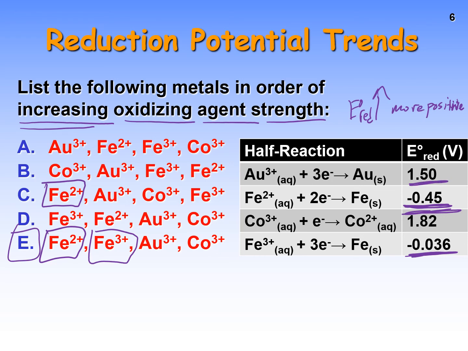This one's more positive than that, so gold 3+ would be next, and then cobalt has the largest positive, so it would be last. So E has to be my answer, as you can see. All right, so this is, I don't want to say it's a simple question, but it's the simplest question we see in chapter 18, and we can continue on.